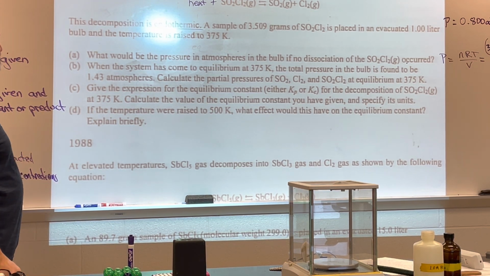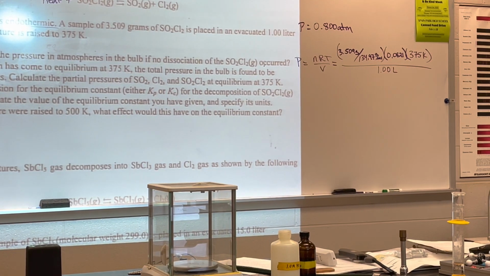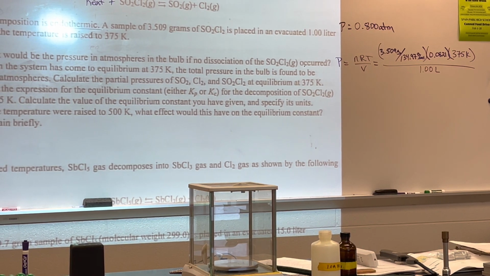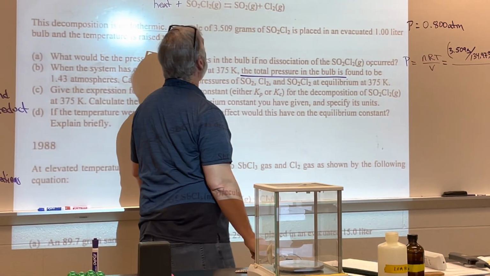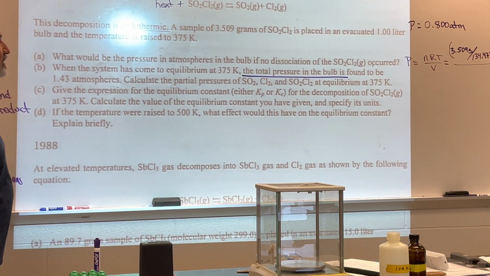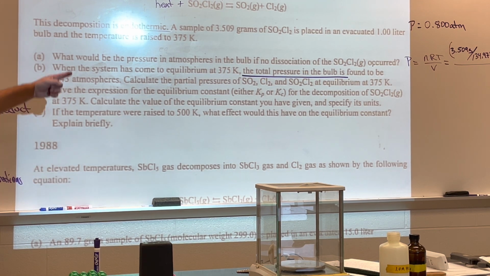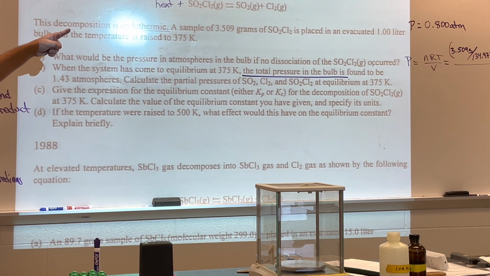Now, in part B, this is the part that we did earlier, and we had questions on a test on gas laws. I gave you this type of problem. When the system has come to equilibrium, what is the total pressure in the bulb? Well, what's contributing to the total pressure? Given that equation up there, what's going to be contributing? SO2Cl2, SO2, Cl2. All three of them, right?